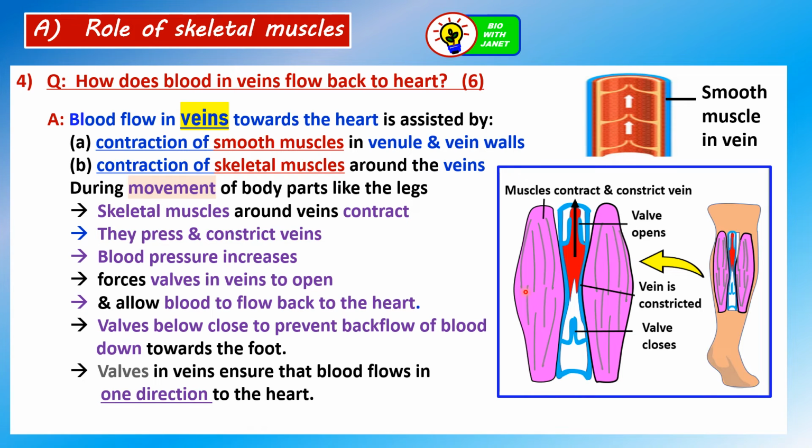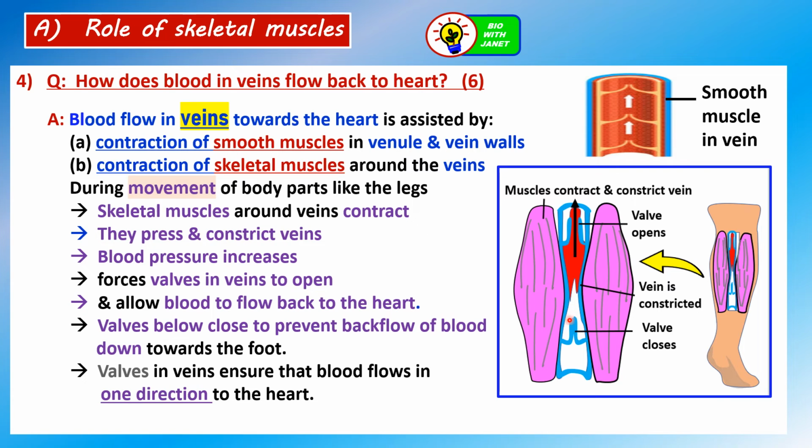When they contract, they will bulge outwards and inwards, and they will press on the veins. So they will constrict the veins, meaning they will make the veins narrower, like this, right? So the blood pressure inside the veins will increase, and the blood will start to move. So it will move and force the valves open in this direction towards the heart. So it allows the blood to flow back to the heart.